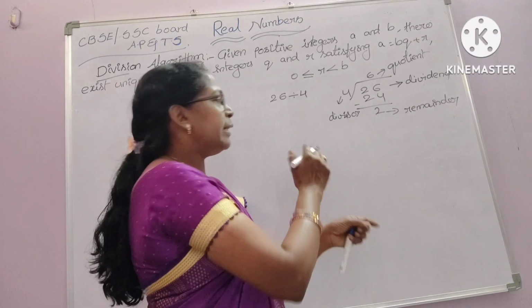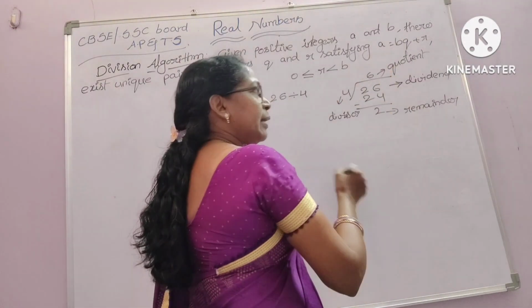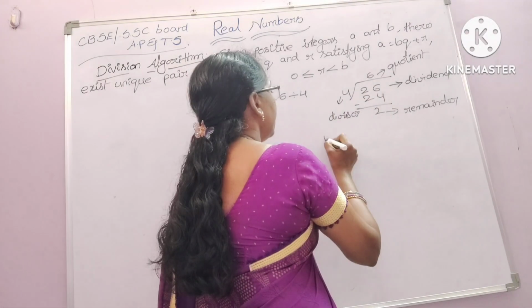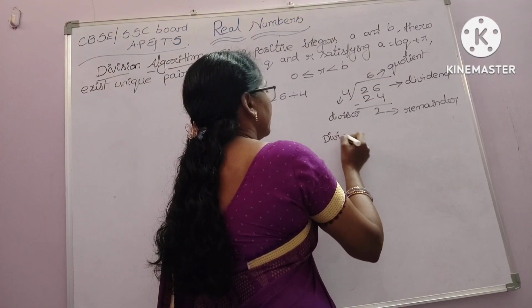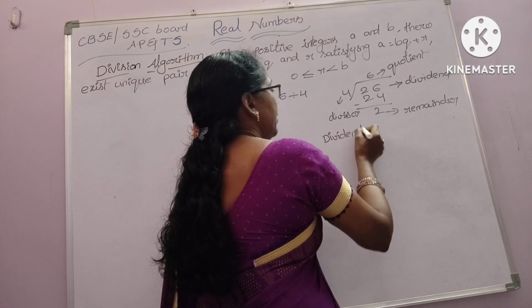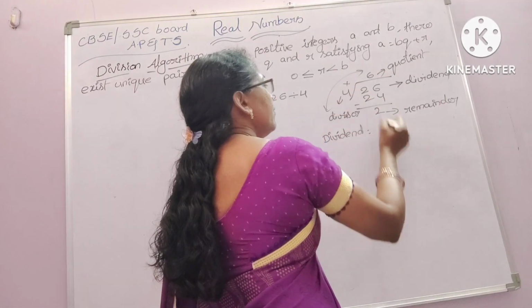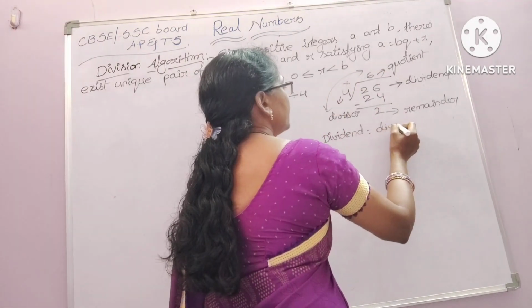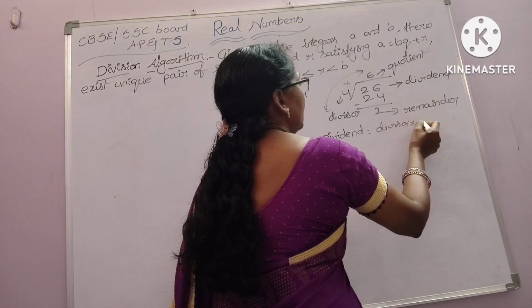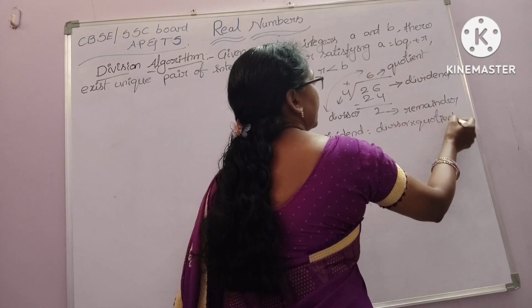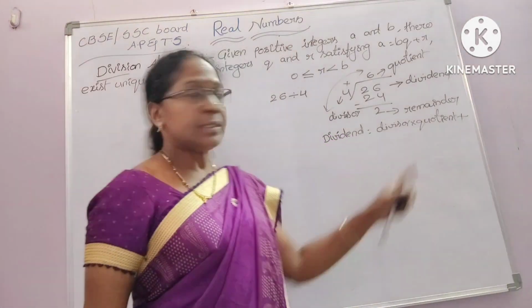So what is the proof here? How can you show that it is correct or not? Here dividend equals divisor into quotient plus remainder.